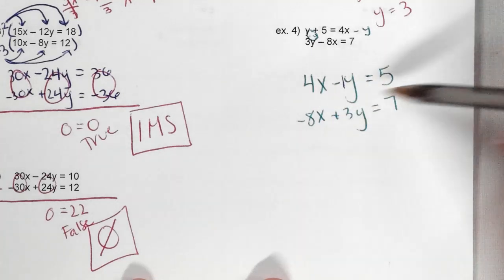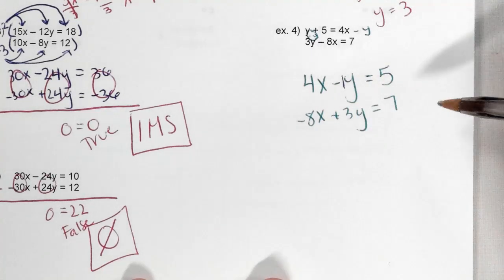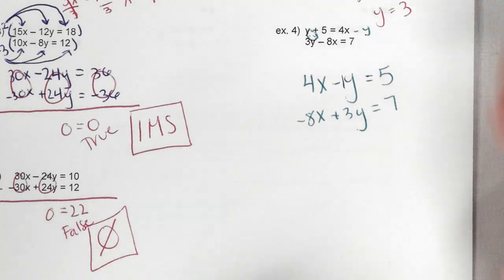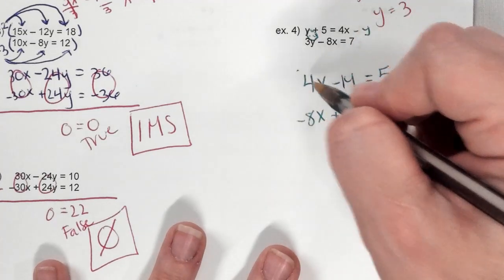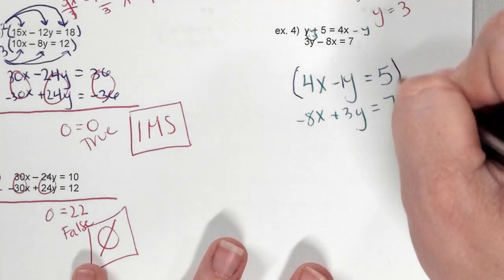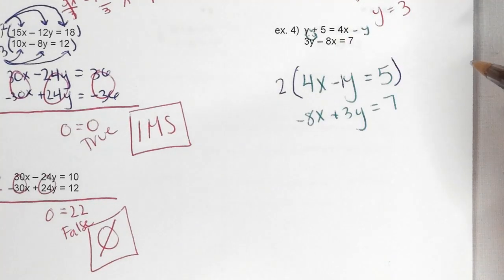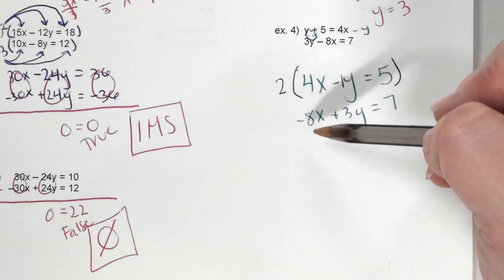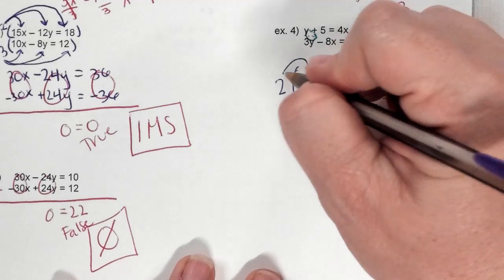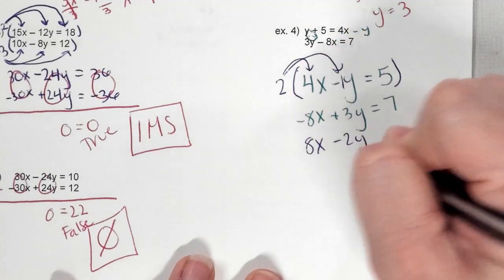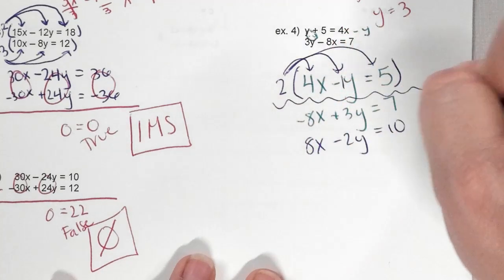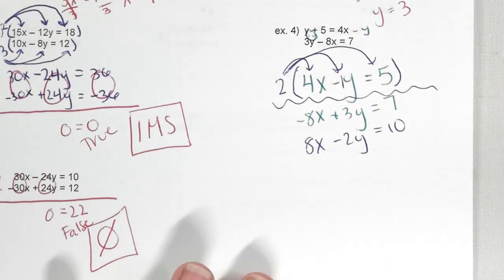So it doesn't matter which one I cancel. Guess what? You're going to get the same answer no matter what. I usually, if I notice I can cancel the x's, I don't even look at the y's. So it's whatever you want to do. What would I need to multiply to cancel the x's? The first equation by just 2. Why not negative 2? Because the bottom's already negative. So I need a positive 8. So this gives me 8x minus 2y equals 10. And I'm not going to rewrite that second equation because it's still there.